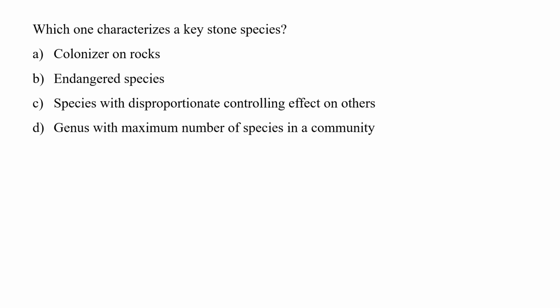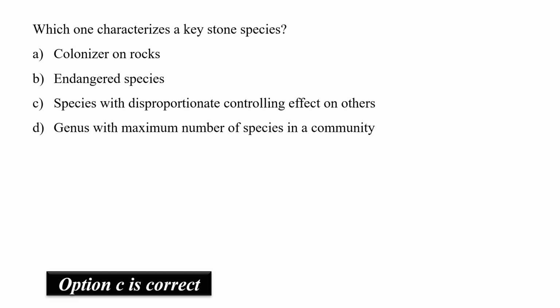Which one characterizes a keystone species? According to the four options given, one should know what a keystone species is. These are the species which are structure builders of an ecosystem because they control the types and numbers of various other species in the community. They have disproportionately large effects on their environment related to their abundance. So the correct option is option C, species with disproportionate controlling effects on others.